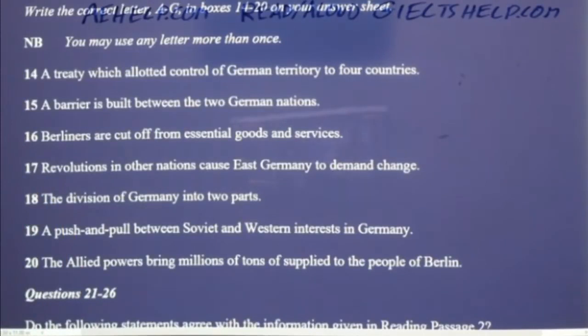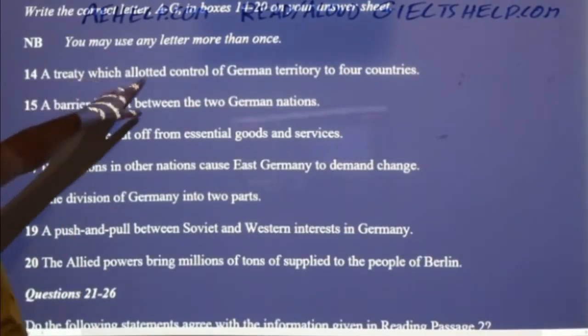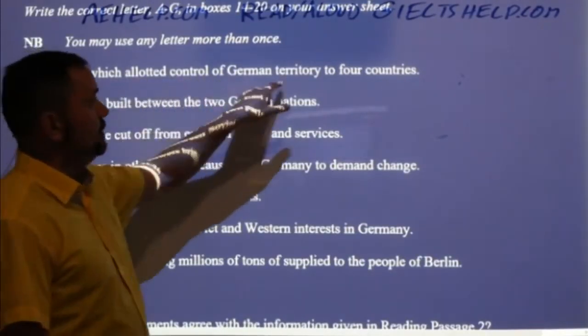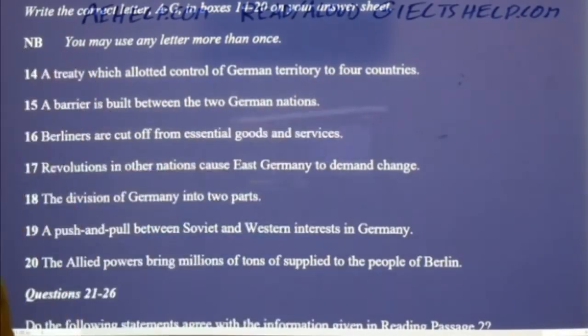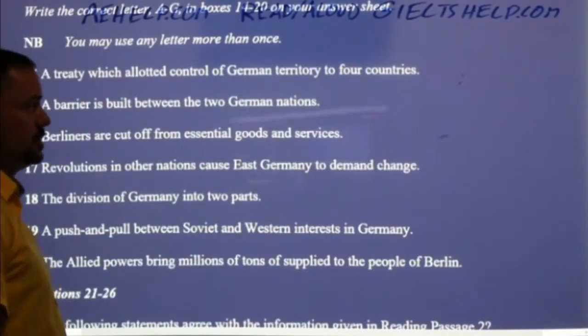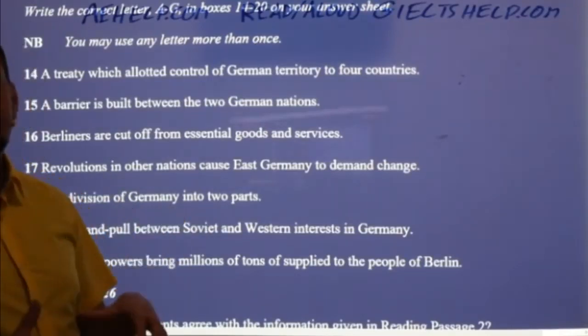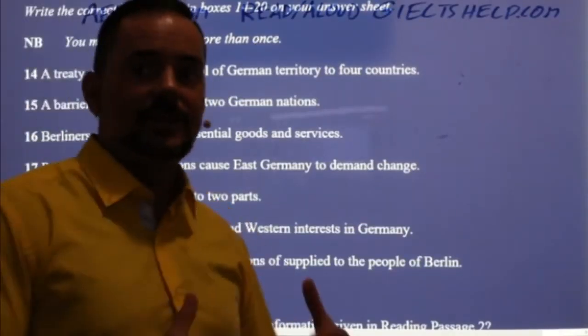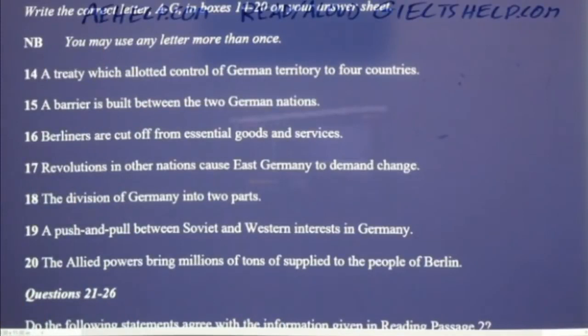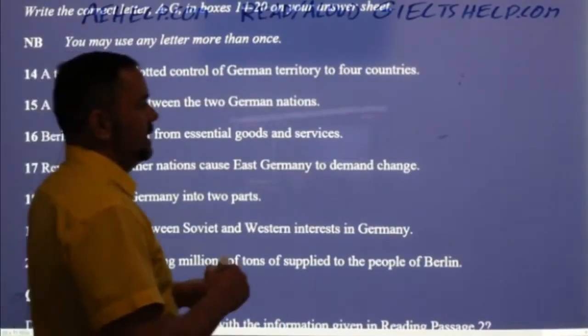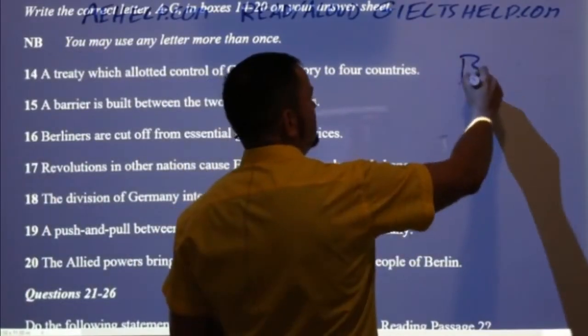Okay, a treaty which allotted control of German territory to 4 countries. Where did we read that? In the first third, second third, or the third third. So we should know at least what part. It was coming from the beginning, the middle, or the end. And we have a good idea that that was coming from the beginning, and it was. And a lot of you are saying, hey, that's easy. That was B. That was very clearly stated.